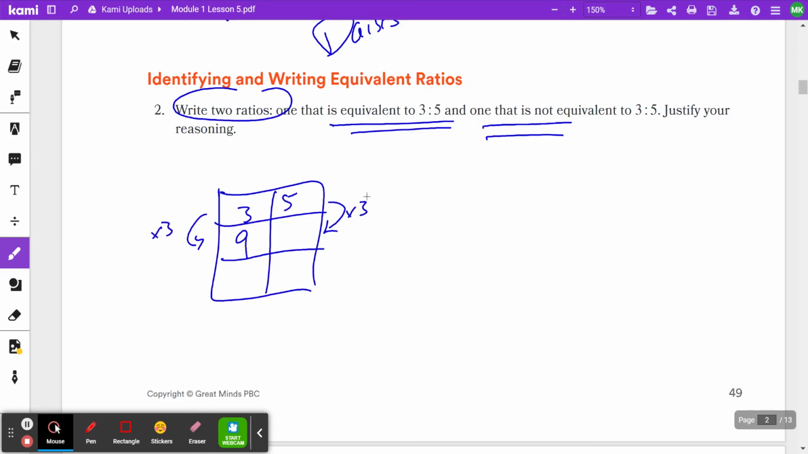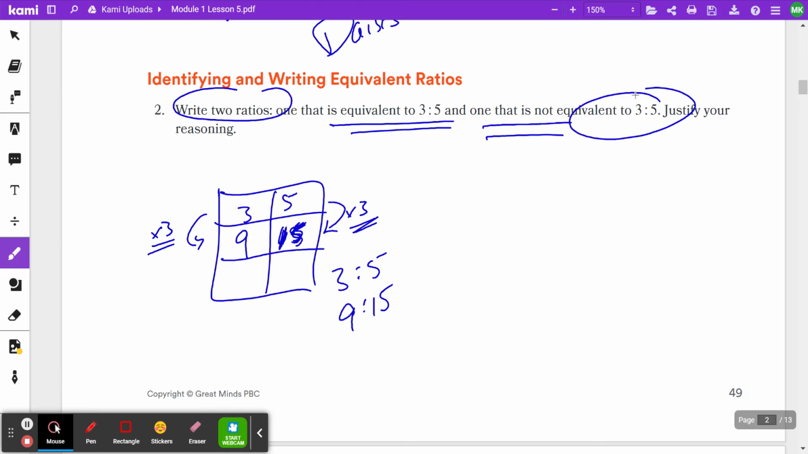3 times 3 gives me 9. 5 times 3 gives me 15. It's a terrible 15, sorry. But those two are now equivalent because they share that common multiplicative value. So a 3 to 5 is equivalent to the 9 to 15.